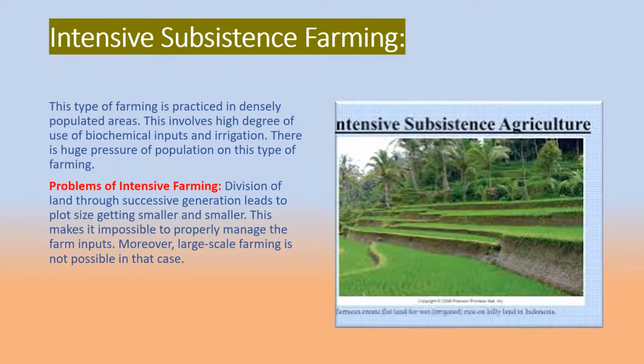This type of farming is practiced in densely populated areas. This involves high degree of use of biochemical inputs and irrigation. There is huge pressure of population on this type of farming.